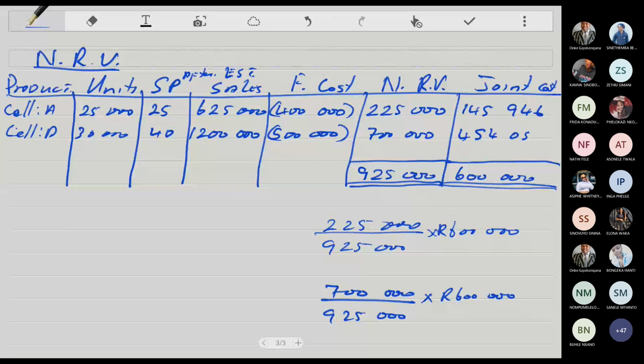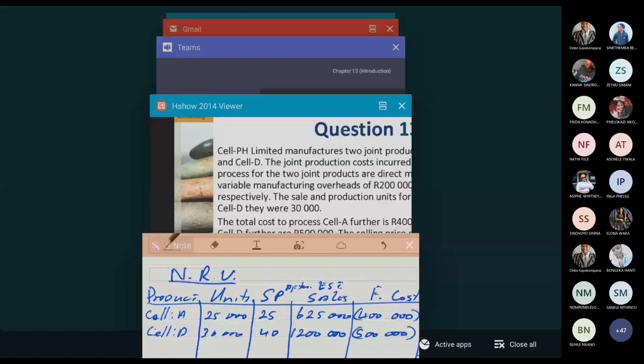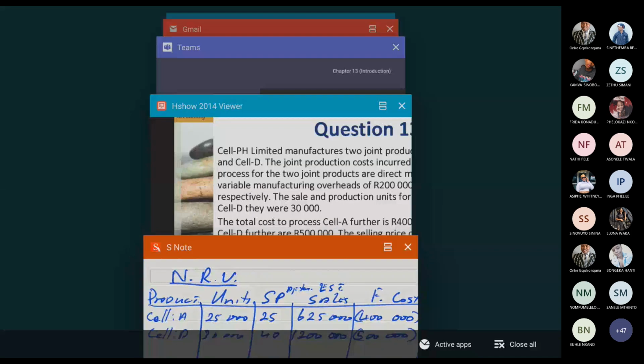net realizable value method. So that was our third method of doing the allocation. Allocating again the physical units or the joint cost to our main product or the joint product. So that's how we are using the net realizable value method. It's also easy like that.